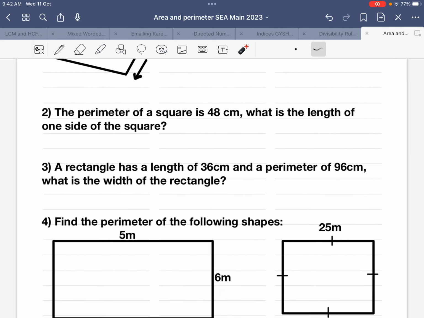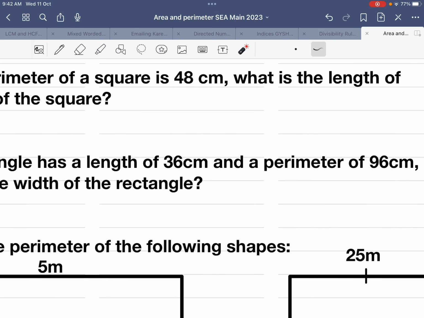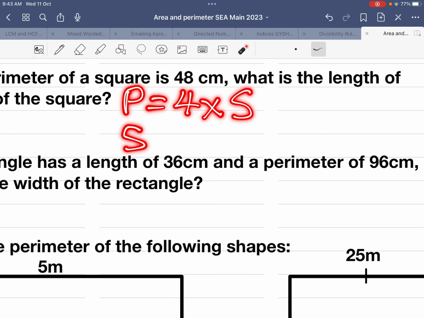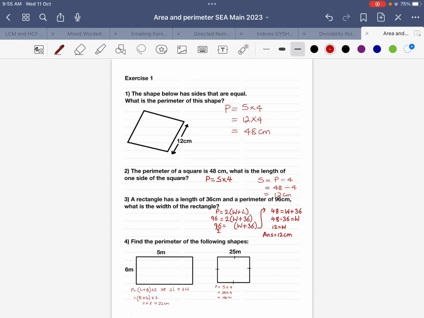Number 2, the perimeter of a square is 48 centimeters. What is the length of one side? So what we do know is that the perimeter of a square is equal to 4 times the side. We also know, or we can deduce, that the side is equal to the perimeter divided by 4, which we know is 48. So 48 divided by 4, and this will give us 12. So your answer is 12 centimeters.